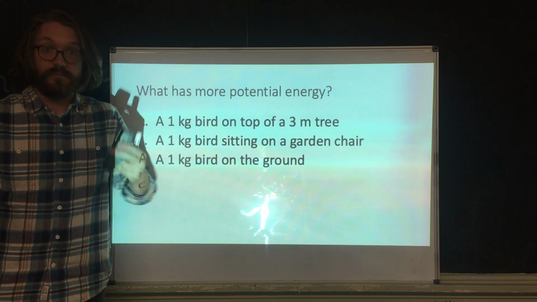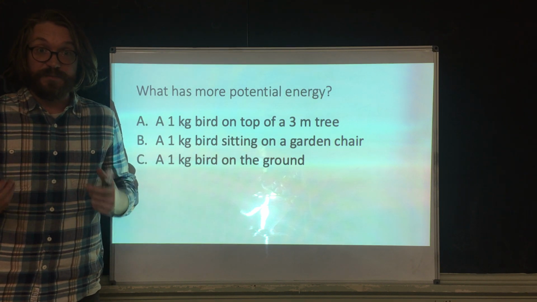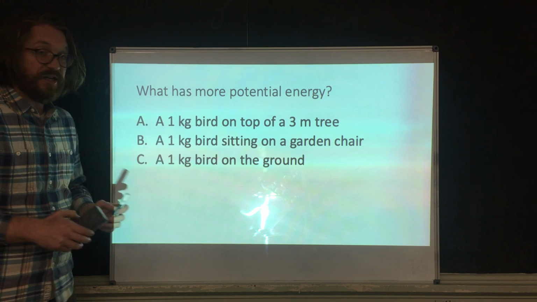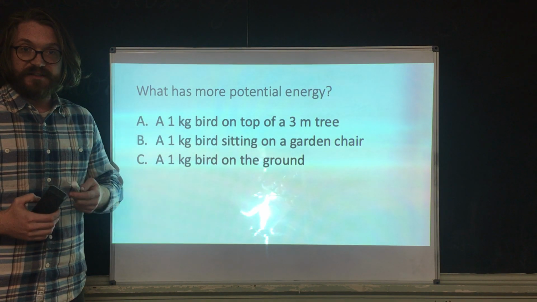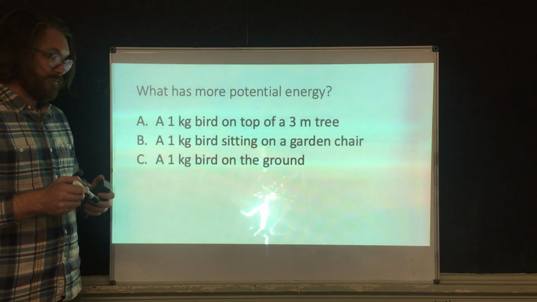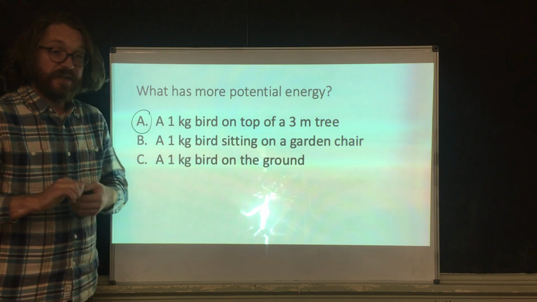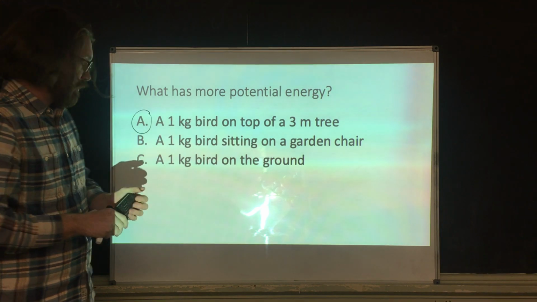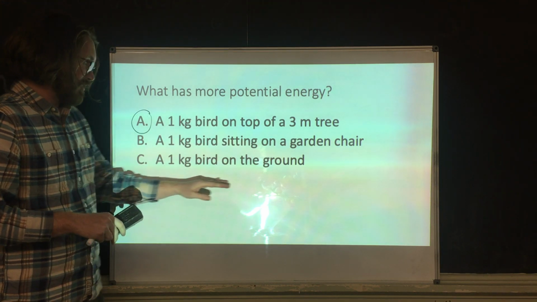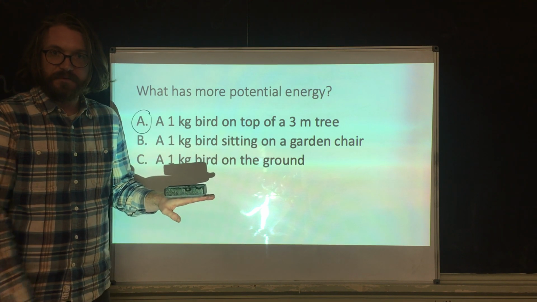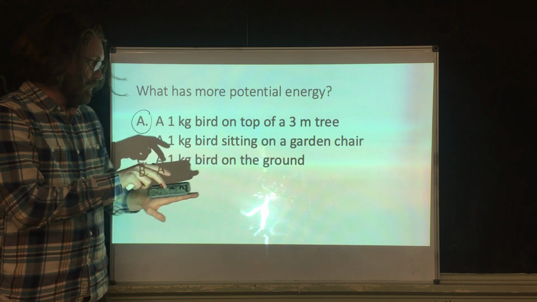Also, which one of these three things has the most potential energy? Well, we got a 1 kilogram bird in each instance. So which one of these has the most potential energy? Did you say A? If you did, you'd be correct. Why? Well, because C, the bird's on the ground. It's just sitting there on the ground. It's got no potential energy. You can't fall if you're on the ground.